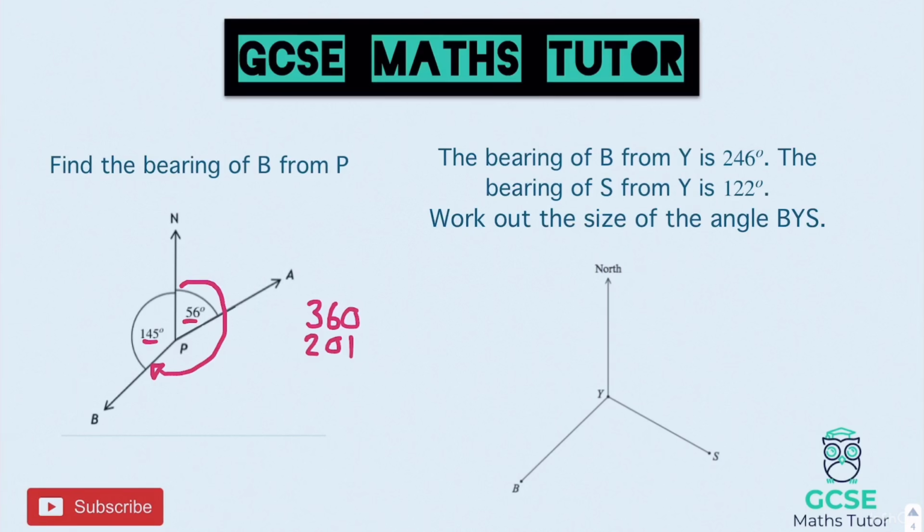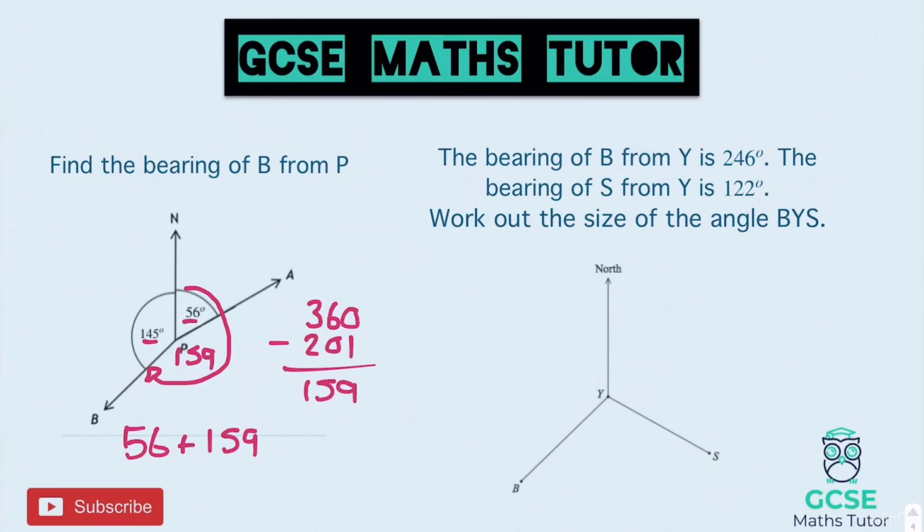That's going to tell us what's left over. So 360 take away 201 is 159 degrees. So that missing angle down there is 159. Now obviously to get to B from P, we need to go all the way through the 56 and the 159. So if we add those together, 56 plus 159 gives us our total combined bearing. We get 215 degrees, as our final answer for that question on the left.